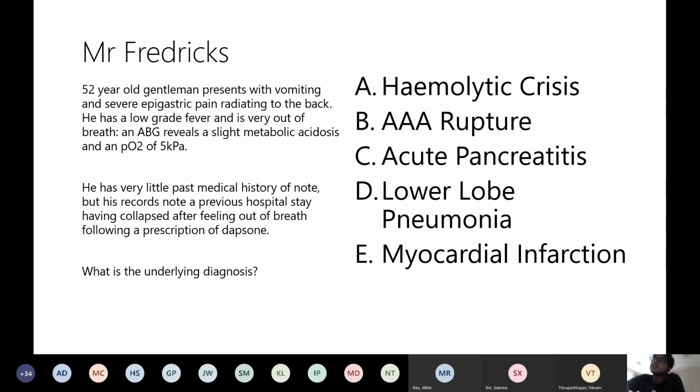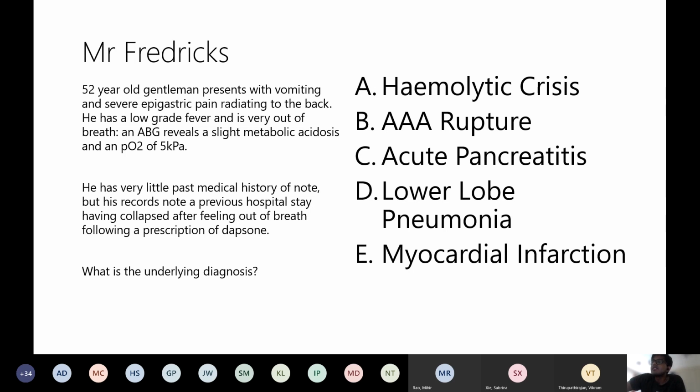Dapsone is a sulfonamide, which is a class of antibiotics that tends to precipitate these G6PD crises, so it could very well be a hemolytic crisis. Pain radiating to the back is classical of pancreatitis. Absolutely, you should always be considering pancreatitis when you've got that kind of pain. Vikram's just written Glasgow IMRI criteria. So be more specific. What's made you think of that criteria? For those of you that don't know what that criteria is, we'll get to it in a minute. Don't worry.